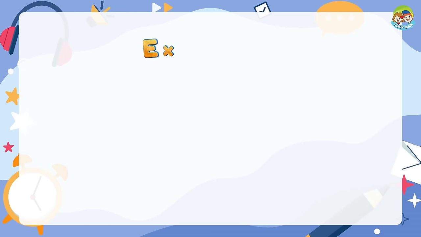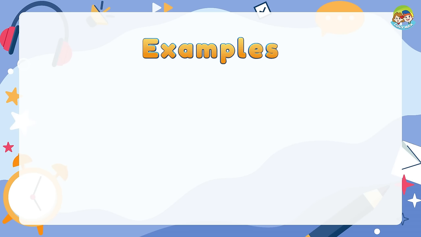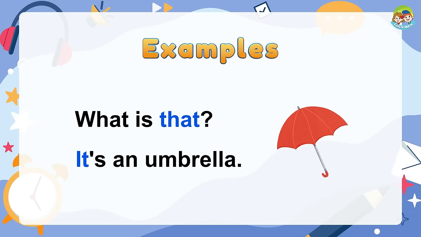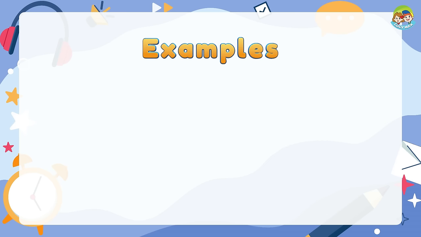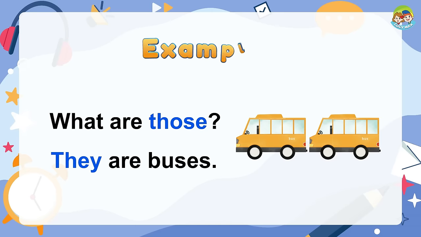Examples. Now let's take a look at some examples. What is this? It's a cup. The sentence starts with it's. What is that? It's an umbrella. When you ask the question, what is, the answer starts with it's. What are these? They are trees. What are is the question. They are starts the answer. What are those? They are buses.